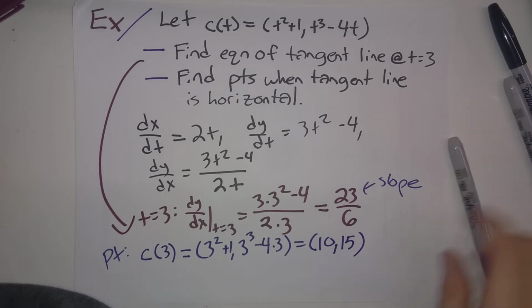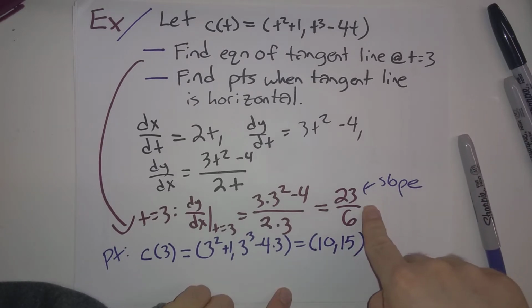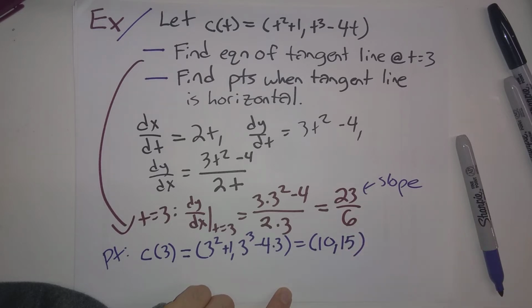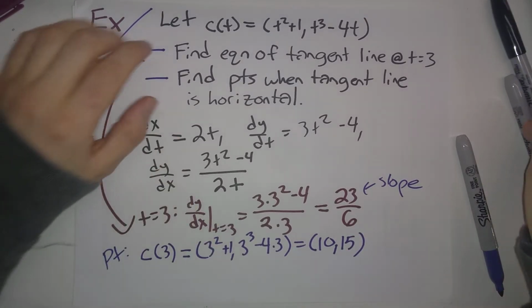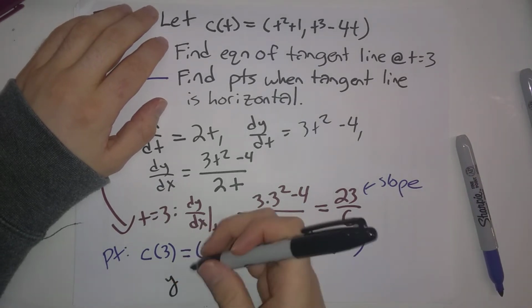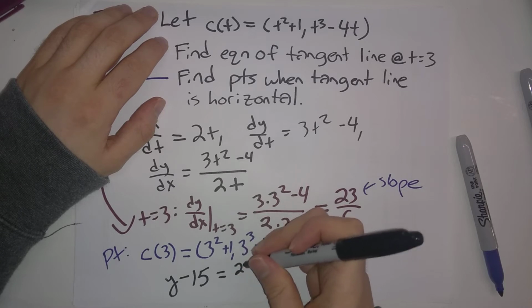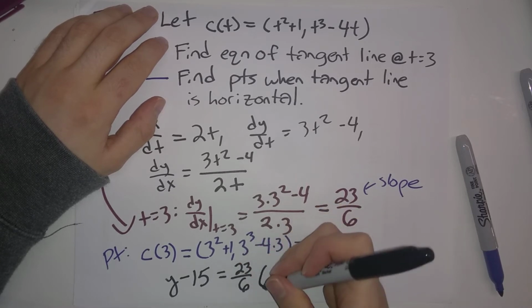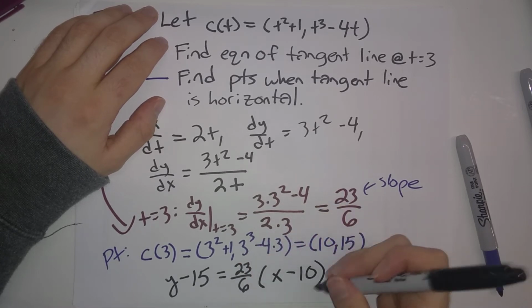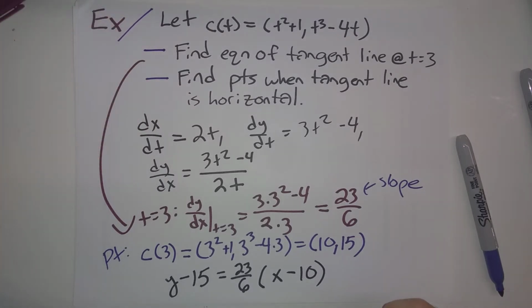So now we're ready to write down an answer. Our slope here is 23 over 6. Our point is x is 10, y is 15. So point slope form, our equation is y minus 15 is equal to 23 over 6 times x minus 10. Okay, so this is the first part of the problem.